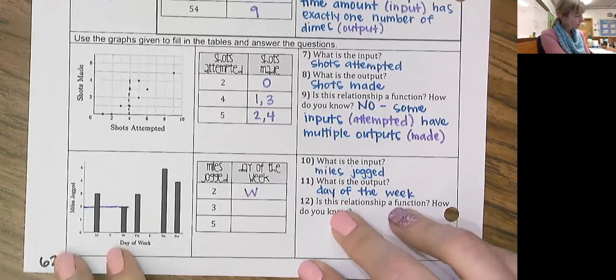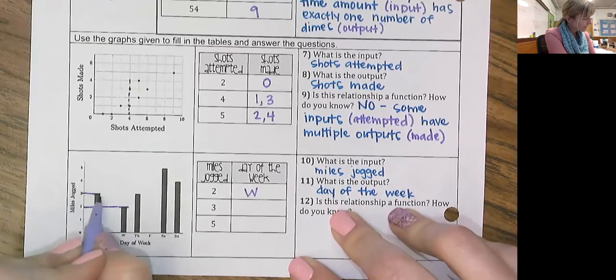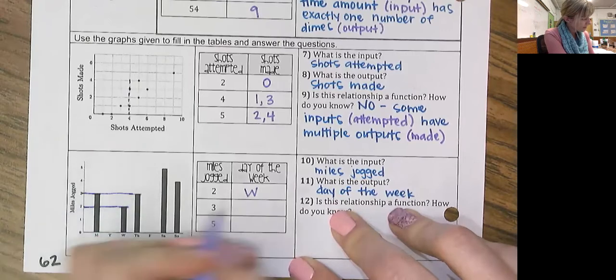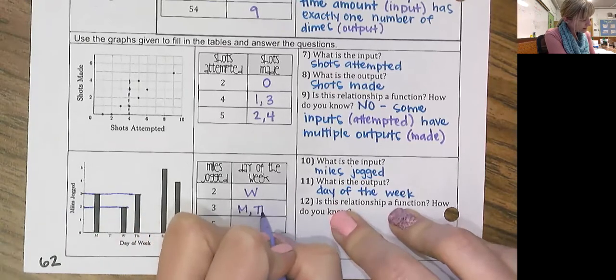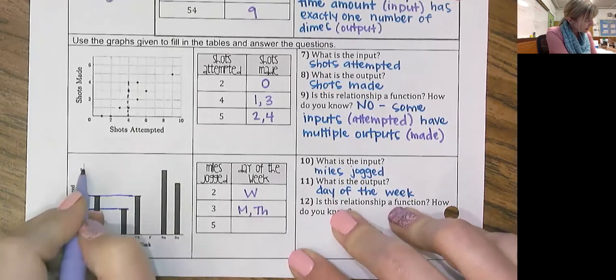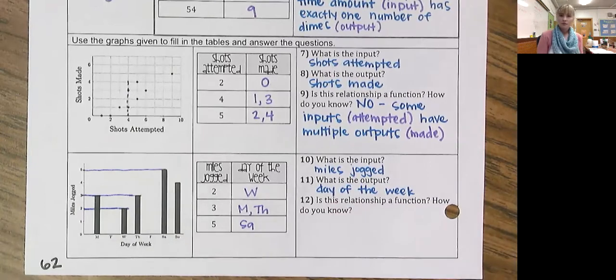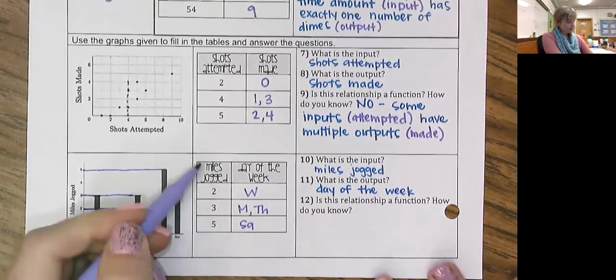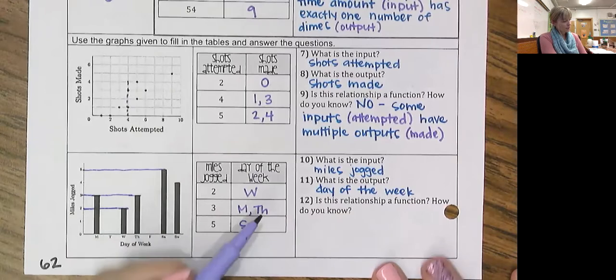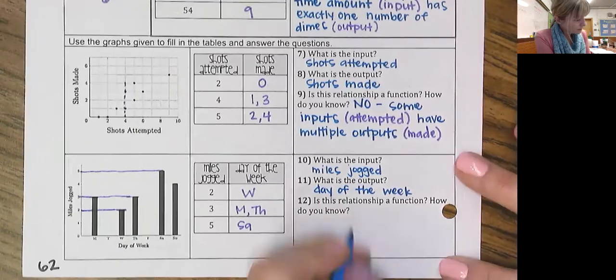Okay. Miles jogged was 3. Ooh, that happened on Monday and that happened on Thursday. Monday and Thursday. Miles jogged was 5. That only happened on Saturday. So the way they've got this set up, they have input as miles jogged and day of the week is the output. Is this a function? No.